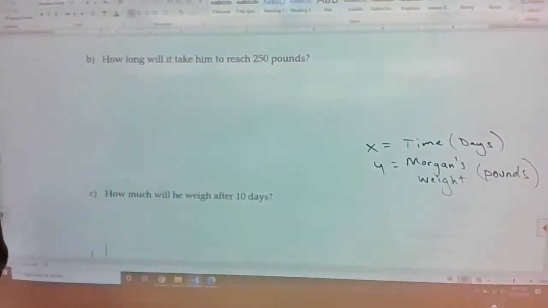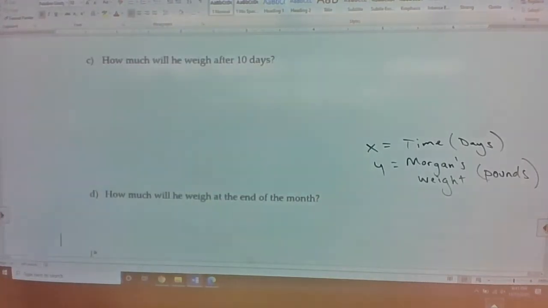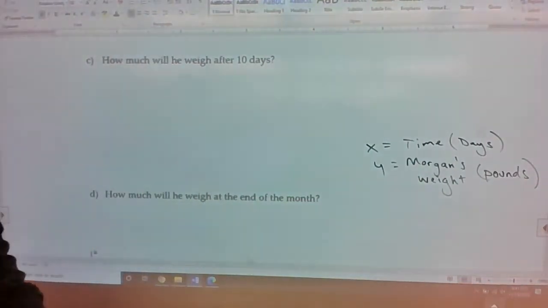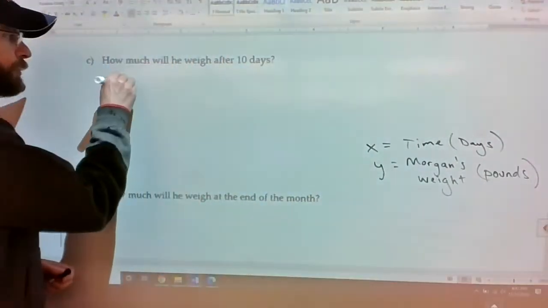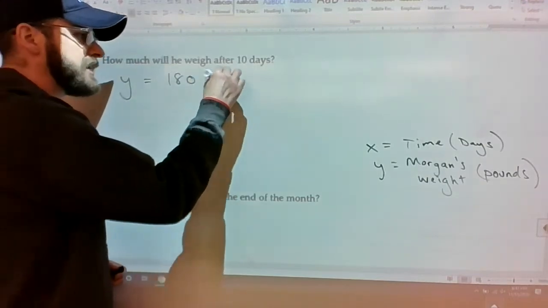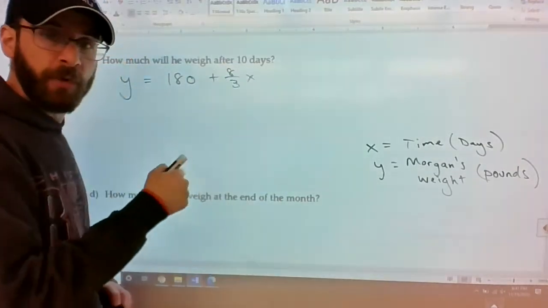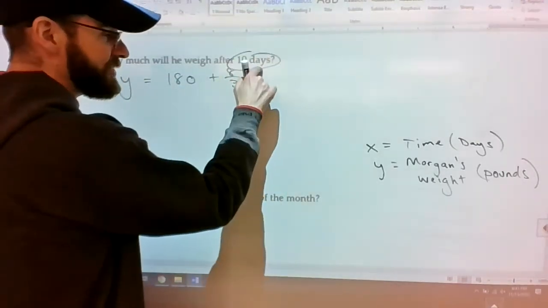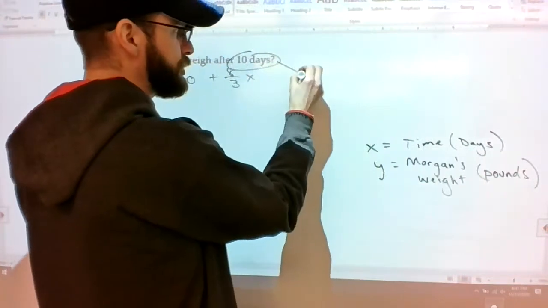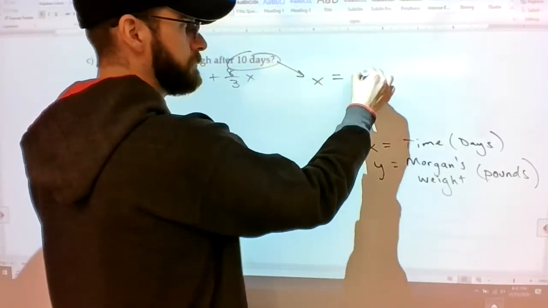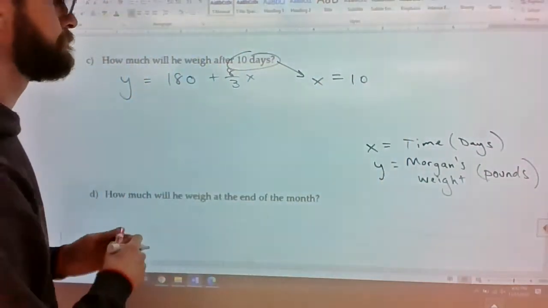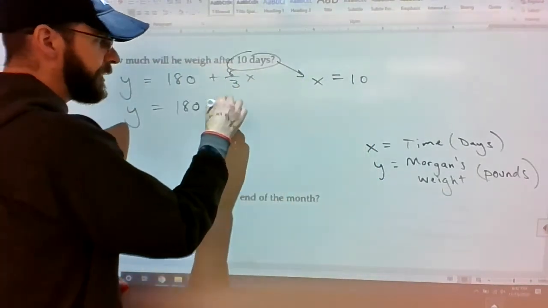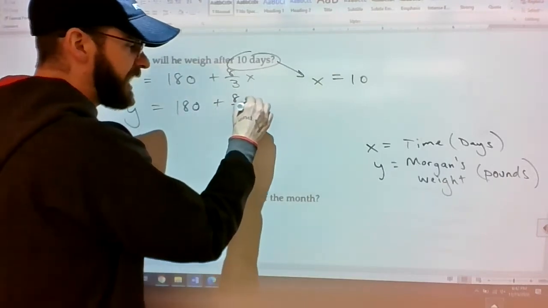How about part C? How much will he weigh after 10 days? Where did my black marker go? Here we go. All right, so again, we're starting with y equals 180 plus 8/3 x. I would encourage you guys to rewrite this every time you use it. All right, so now we're talking 10 days. Days is an x value, so what you're doing is you're saying x equals 10. So I'm going to replace the x with 10 and figure out what 180 plus 8/3 times 10 is.